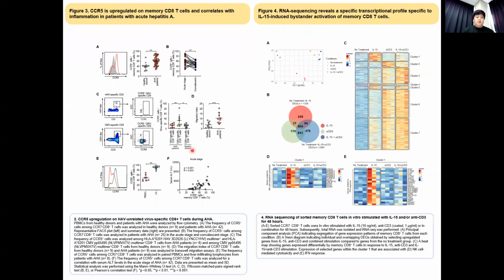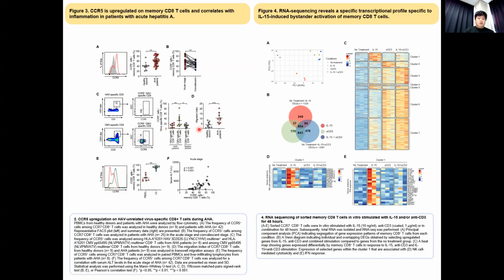We next analyzed the role of CCR5 on memory CD8 T cells during acute HAV infection. Here we found increased frequency of CCR5 expressing memory CD8 T cells in patients with acute HAV infection. We also confirmed increased expression of CCR5 on bystander-activated memory CD8 T cells by detecting its elevated expression on CMV-specific CD8 T cells compared to HAV-specific CD8 T cells.